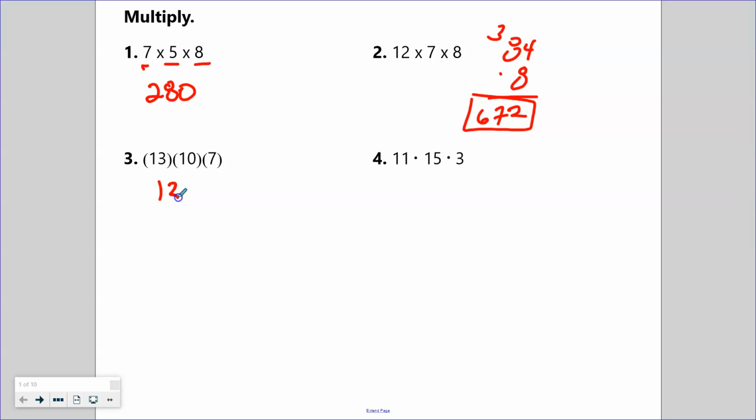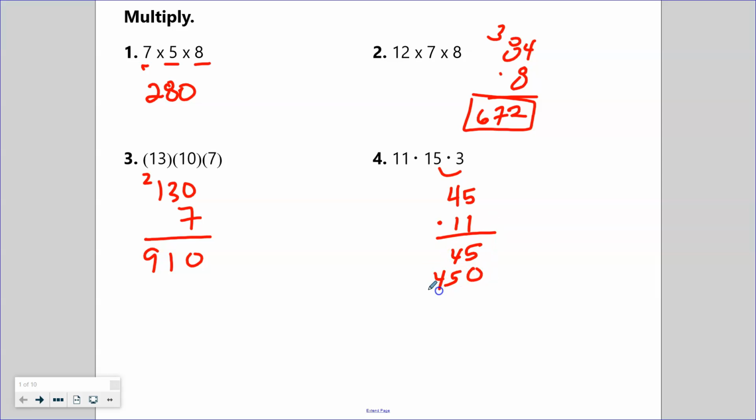130 times 7, right? 0, 21, 7, 910. And then either way it's going to be a little challenging. So we'll have maybe 3 times 15 is 45, times 11, 5, 4, 5, 4. So we have 495.